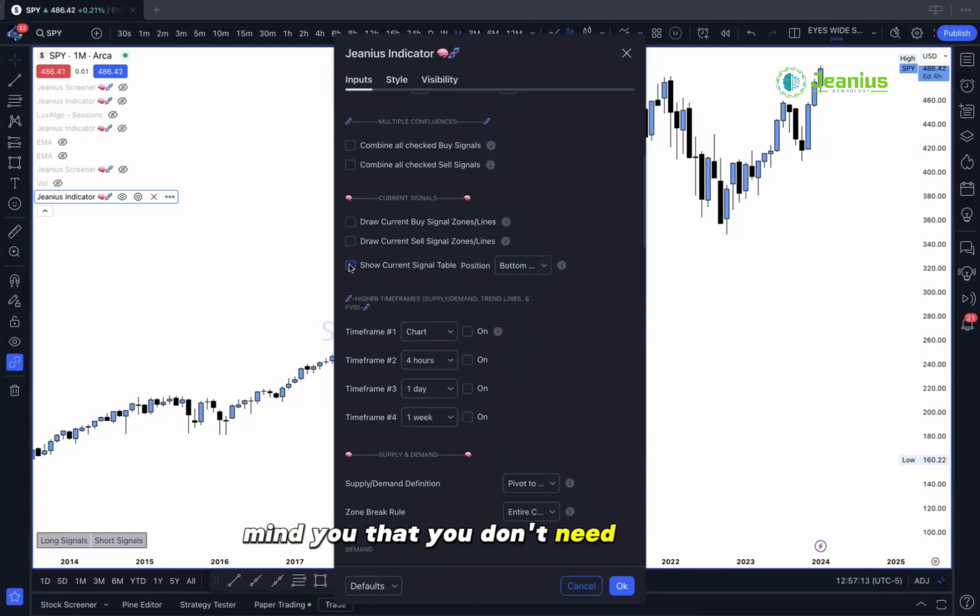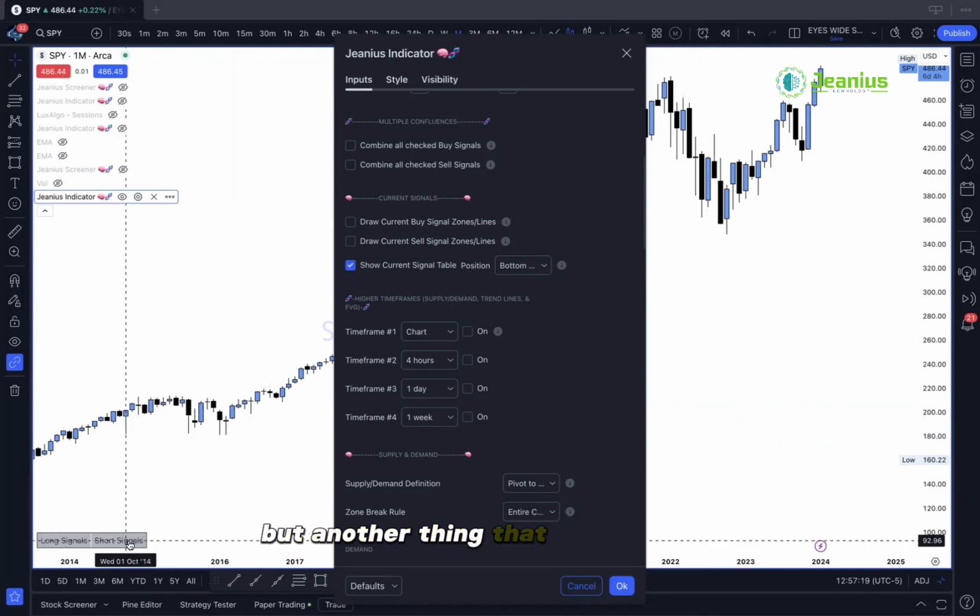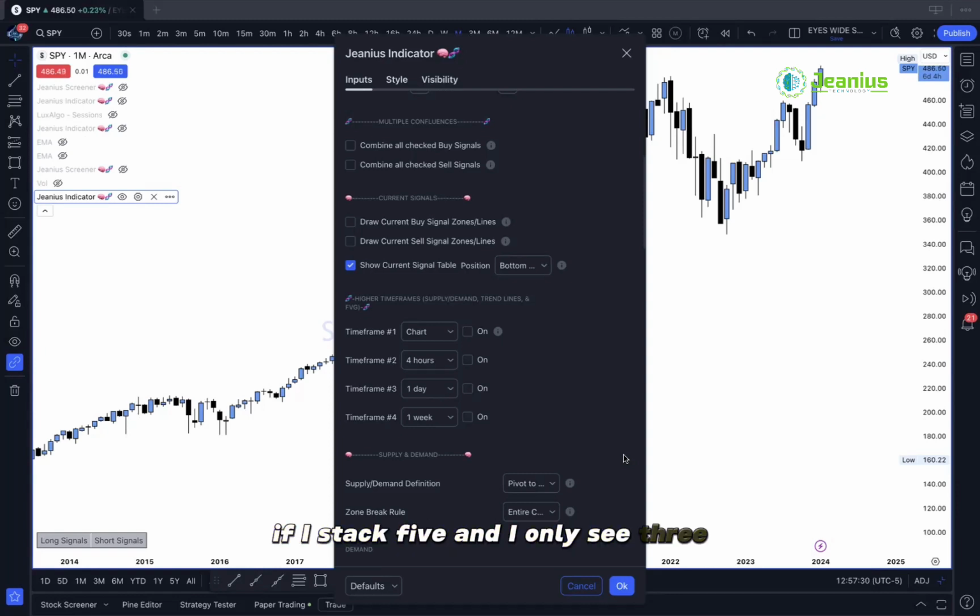Mind you, you don't need this here. If it's a distraction, you don't need it here. If you just care to see your signals on the chart, that's fine. But another thing that I like to do is, if I have so many signals stacked up for a confluence, I might only see 3 or 4 of those. If I stack 5 and I only see 3, I could still use that as a buy or sell, only because confluences are still confluences. And so whether it's 3, 4, or 5, it just depends on what your rule is.